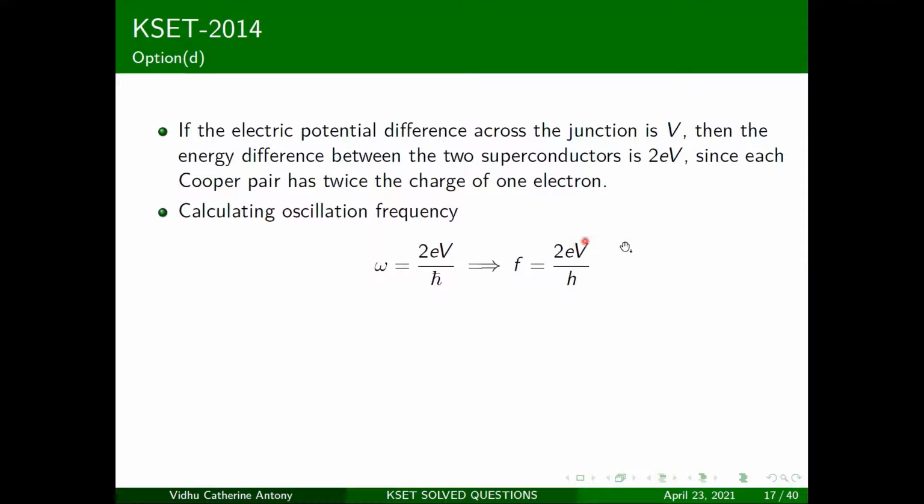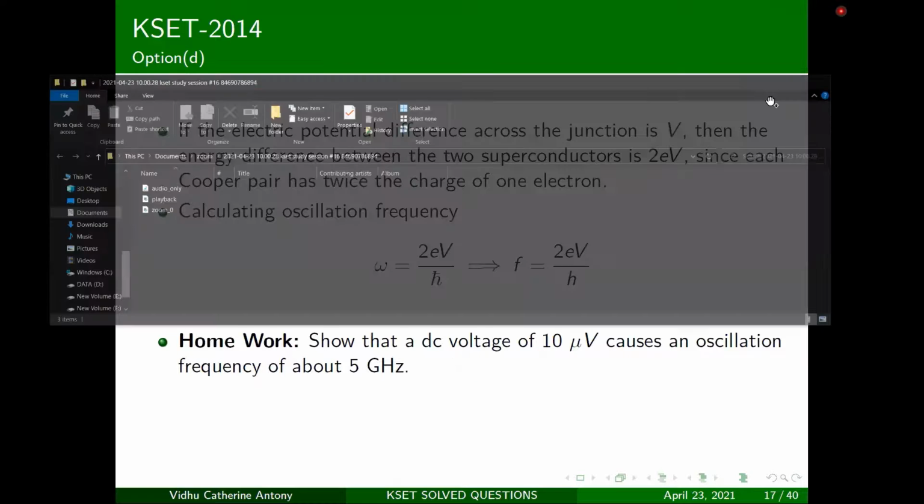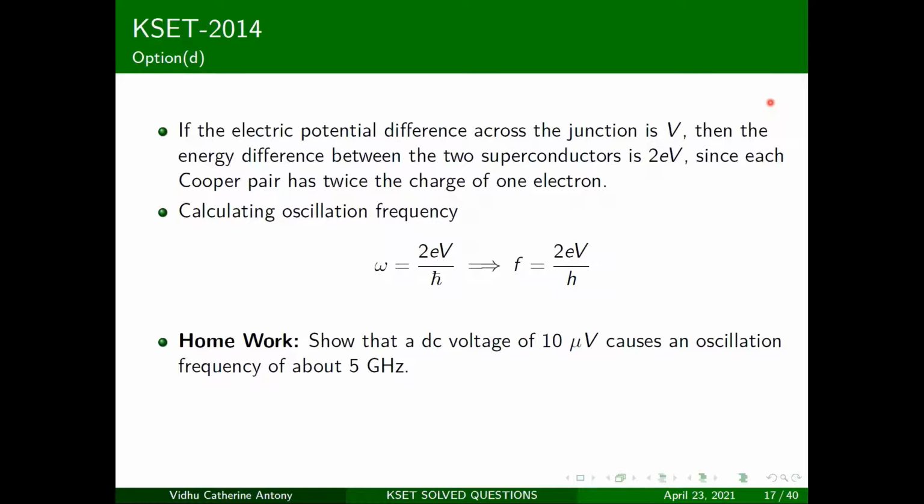The next point is a very simple homework; you can probably do it in hardly a minute. Like I said before, omega is equal to 2eV divided by h cross, so f is equal to 2eV divided by h. That's your oscillation frequency. Now I want you to show that a DC voltage of 10 microvolt causes an oscillation frequency of about 5 gigahertz. If you do this, you get the order of the oscillation frequency in your head. Once you get that done, it will be easier to understand the different things associated with this Josephson effect.